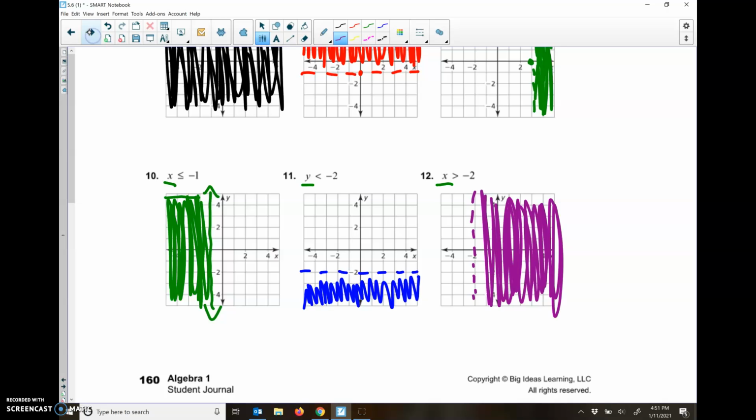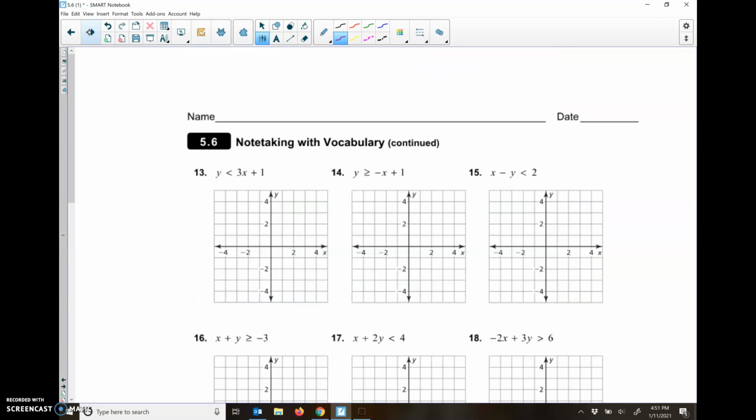All right. And then the next page kind of gives you examples, kind of like what we did on that first page there. So I'll do a couple of these because especially some of these at the end aren't in y equals form, so they might be a little more difficult.